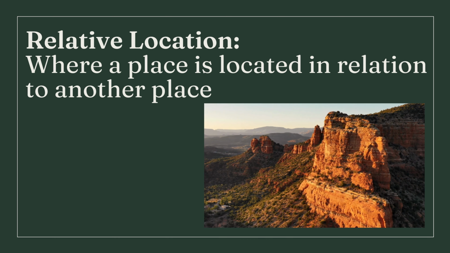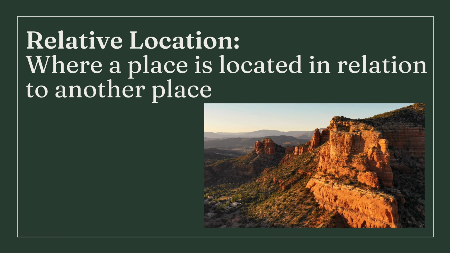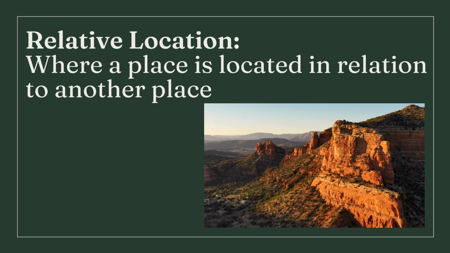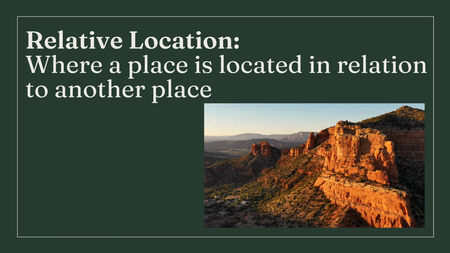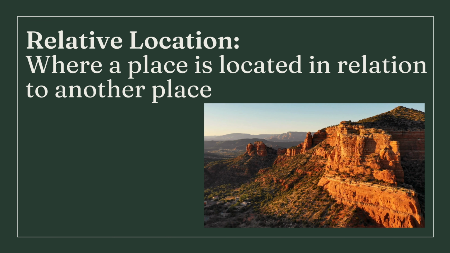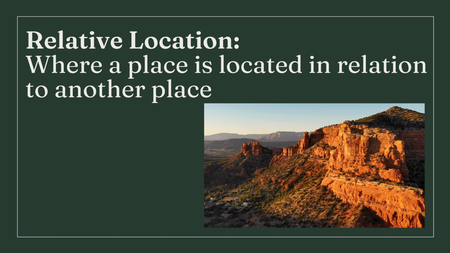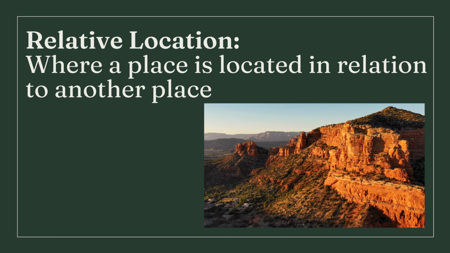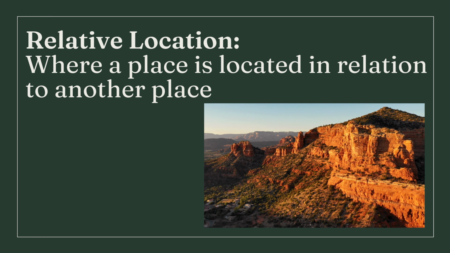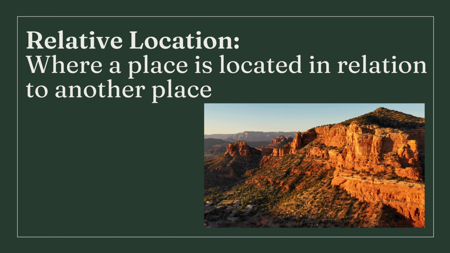The second way that location can be shown is with relative location, where a place is located in relation to another place. Relative location is a more broad idea. For example, if you live in Arizona, you might say that you live in the southwestern part of the USA. This is a great way of describing location when precision isn't quite as important.